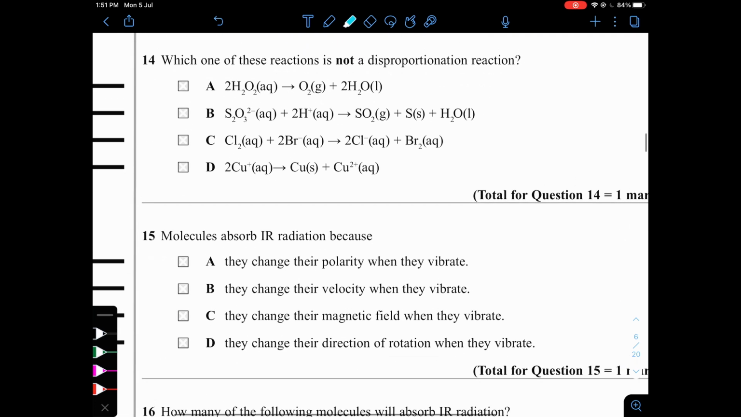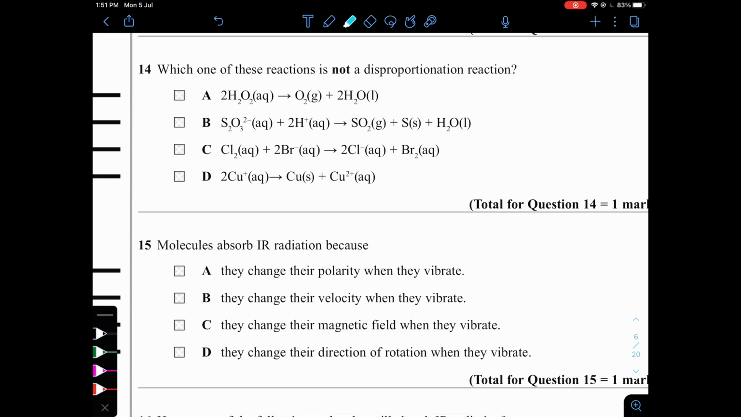Alright. Which of these reactions is not a disproportionation reaction? In order to answer this, we need to know what a disproportionation reaction is. That's usually when an element of a compound undergoes both reduction and oxidation.